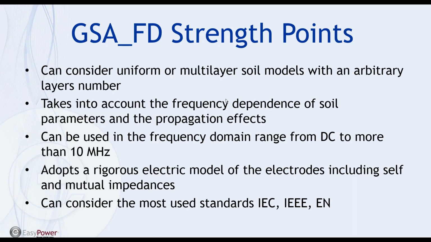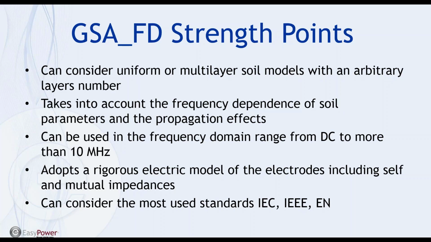GSA FD can be used in the frequency domain range from DC to more than 10 megahertz, and after 10 megahertz the calculation accuracy gradually decreases. Moreover, GSA FD adopts a rigorous electric model of conductors, including self and mutual impedances, and overcomes the equipotential condition of the electrodes on which GSA is based.